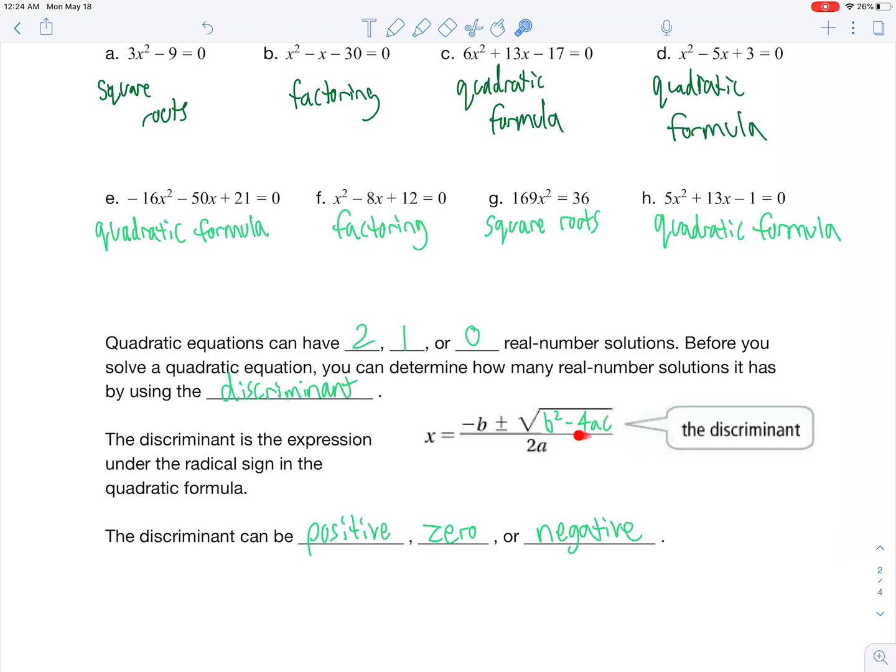Because based on this number inside the square root, that's going to tell me if it's positive or 0 or negative, I'm going to have two solutions, one solution, or no solutions. Again, remember that something strange goes on inside that square root if I try to use a negative.